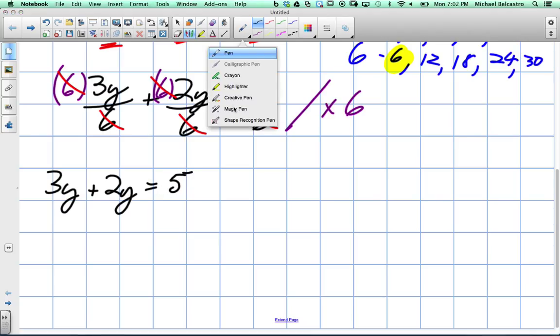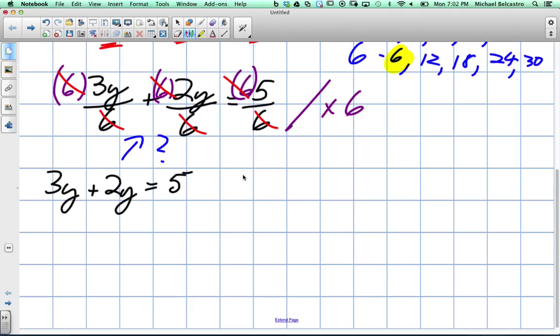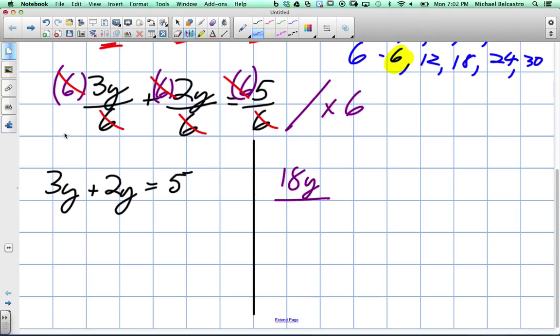But maybe that's not really clear. Maybe that doesn't really help. So I'll actually multiply the 6s in and show you how we would get there, okay? I'm showing you that this is what would happen. Let's actually multiply everything by 6. What's 3 times 6? 18. So we have 18y. And when you multiply fractions, it's technically top by top, bottom by bottom. So that stays as 6 on the bottom, okay?